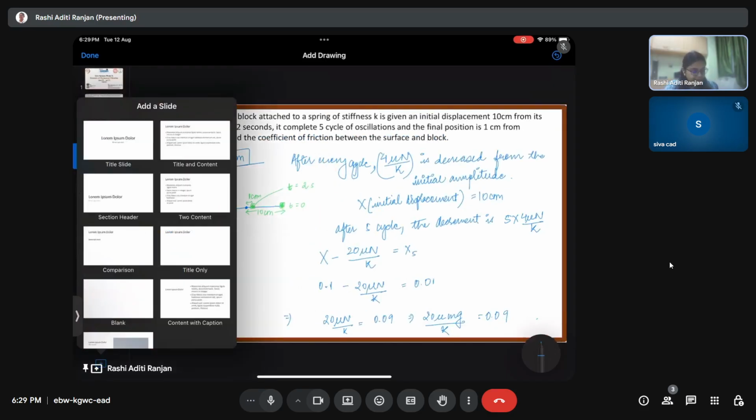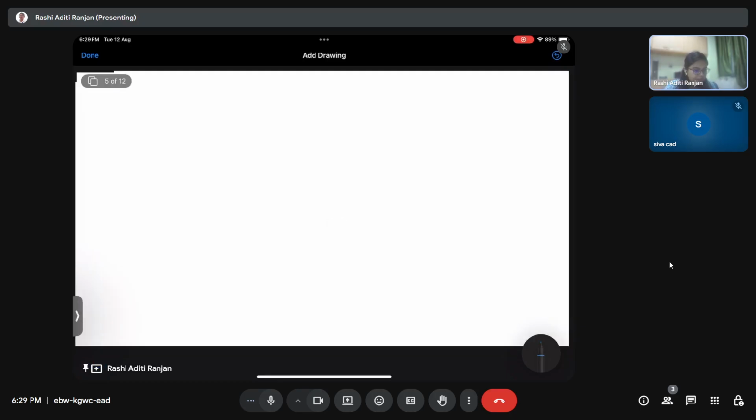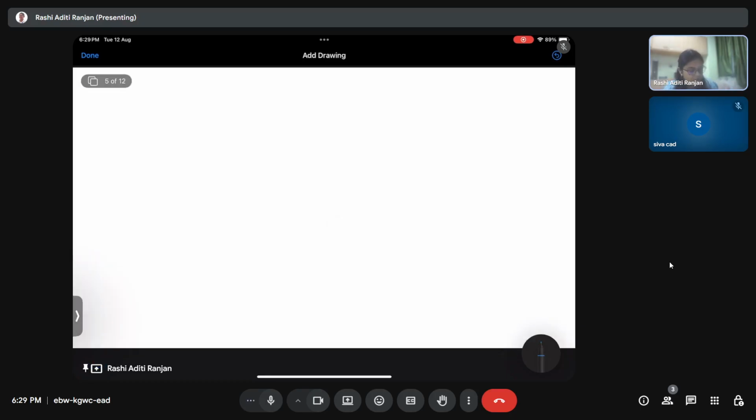So we have time taken to complete 5 cycles is 2 seconds. So time taken to complete one cycle is 2 by 5 seconds, right? And this is our time period.